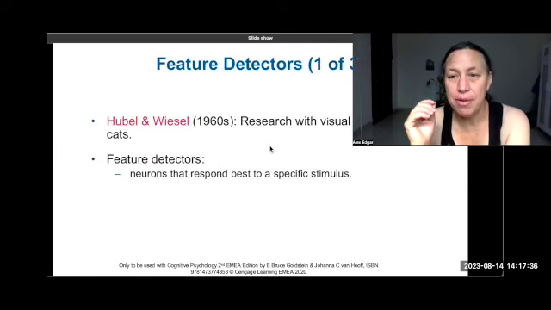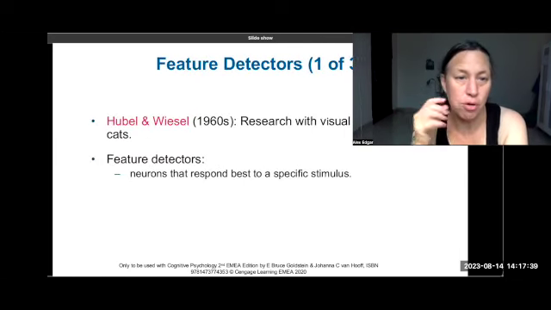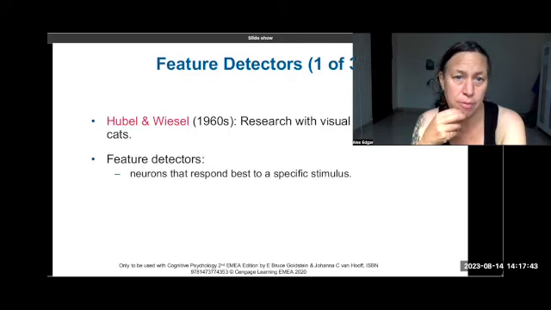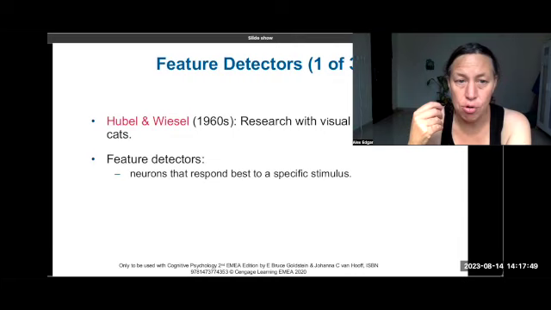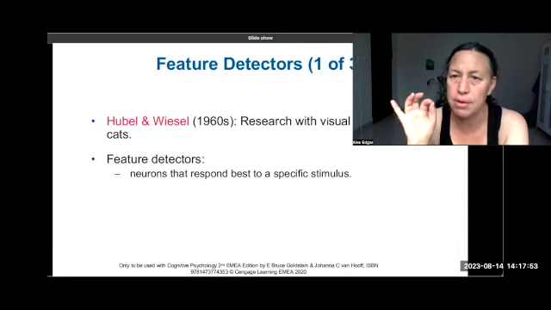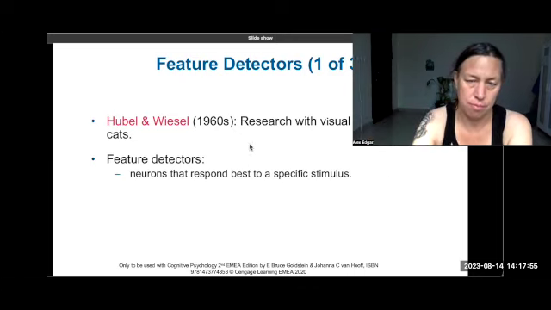Okay, now we get very creepy experiments that prove that this is true. So you get the psychopathic, most likely, Hubel and Wiesel from the 1960s, who did terrible things to cats. Okay, and they proved that there are specific neurons that respond to a specific stimulus. So switch off your empathy and get scientific for a moment.